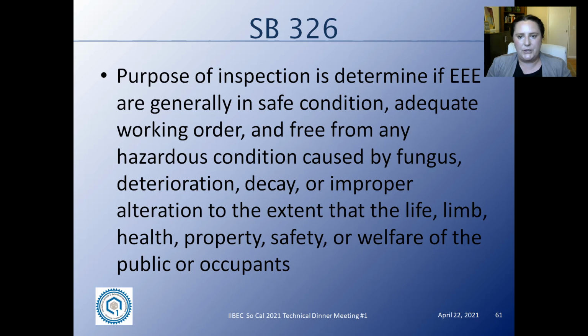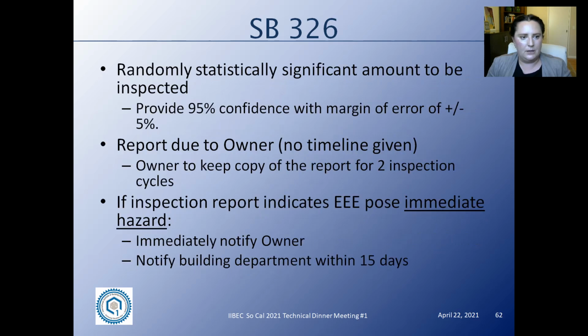Again, the purpose of the inspection is to determine if the triple E is generally in safe condition, adequate working order, and free from any hazardous conditions caused by fungus, deterioration, decay, or improper alteration. A little bit different: the amount that needs to be inspected is a randomly selected, statistically significant amount. That means the amount that can provide 95% confidence with a margin of error of plus or minus 5%. So this Senate bill leaves it up to the inspector to determine how much needs to be inspected as part of their professional judgment to provide 95% confidence.